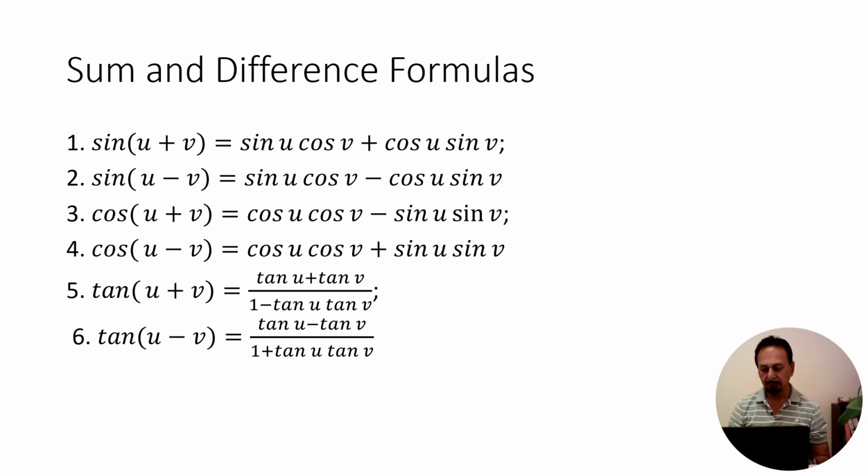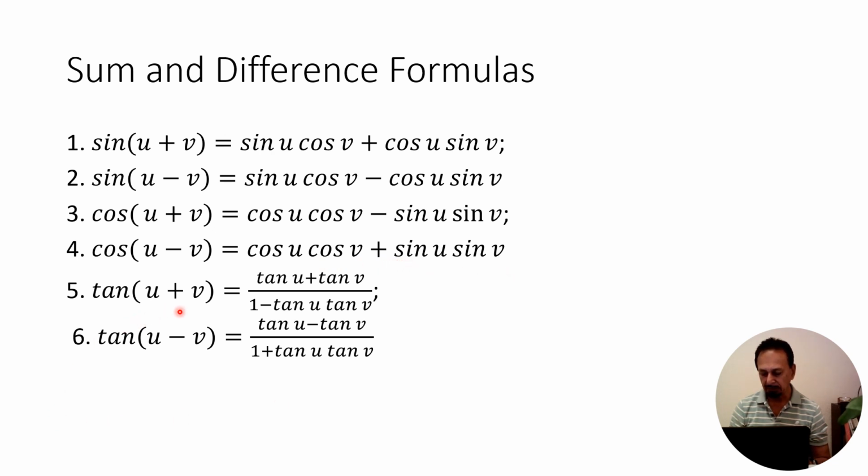Sum and difference formulas. Number 1, sine of u plus v is sine u cosine v plus cosine u sine v. Number 2, sine of u minus v is sine u times cosine v minus cosine u sine v. Number 3, cosine of u plus v is cosine u cosine v minus sine u sine v. And number 4, cosine of u minus v is equal to cosine u cosine v plus sine u sine v.